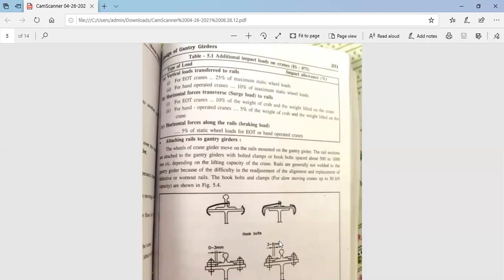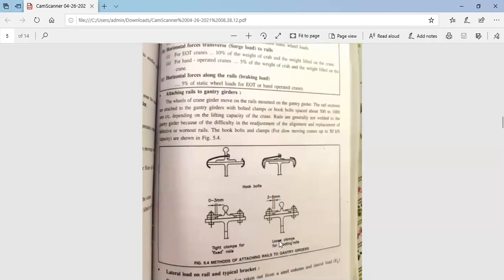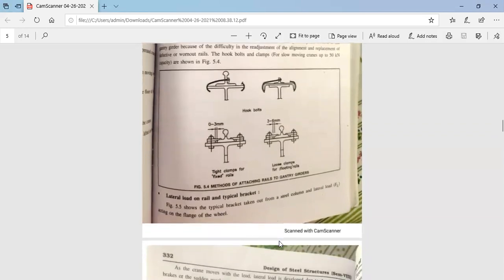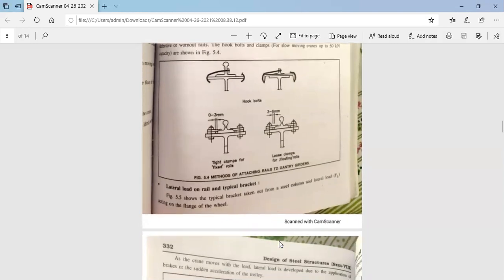Next is attaching rails to the gantry girders. The wheels of the crane girders move on the rail mounted on the gantry girder. The rail sections are attached to these gantry girders with bolted clamps or hook bolts spaced about 500 to 1000 mm center to center, which mainly depends on the lifting capacity of the crane. Rails are generally not welded to the gantry girders because of difficulty in readjustment of the alignment or replacement of defective or worn out rails. Hook bolts and clamps used in this type of girders are shown in the figure.